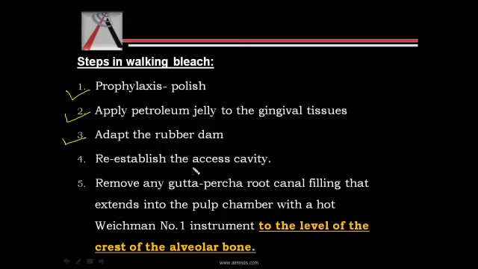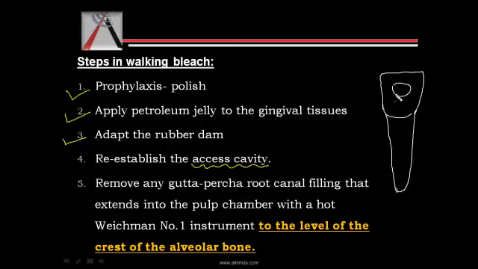Then the access cavity is re-established. Now it's very obvious, since we are placing this particular walking bleach inside the tooth, obviously the tooth is non-vital and it already has the access cavity and root canal filling done. So in our fourth step, we are opening up the access cavity again so that we can access the pulp chamber.